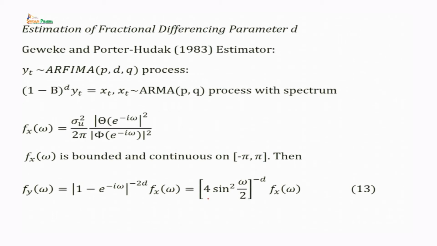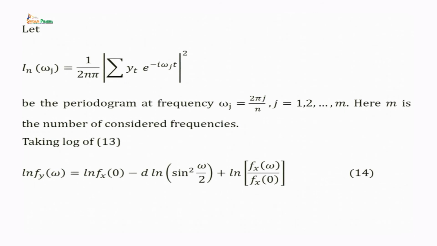And then we have already derived this expression. This is equal to 4 sin square omega by 2 to the power minus d f_x(omega). You have taken this 2 inside, so you get 4 times sin square omega by 2. Now, suppose I_n(omega_j) is equal to 1 upon 2 n pi, mod of summation y_t e to the power minus i omega_j t, whole square. So, this I_n(omega_j) is the periodogram at frequency omega_j, where omega_j is equal to 2 pi j upon n. And then we have considered total m frequencies.